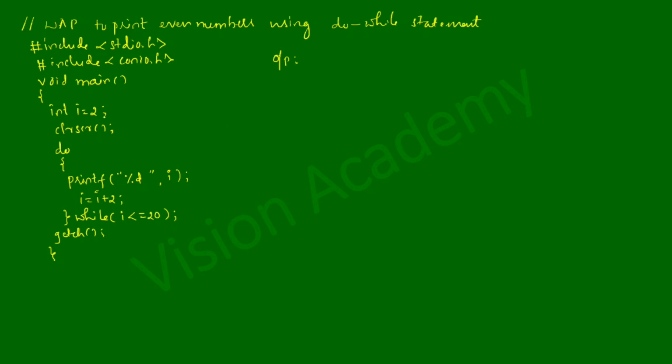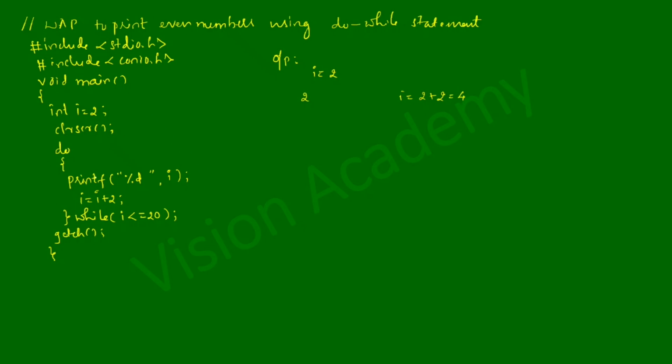Now here i is initialized with the value 2 already. Next do printf %d and i. So here, for the first time, 2 will be printed, and it is going to increment the value of i by 2. So the value of i, earlier it was 2, so here I'll write 2 plus this 2. So it will become 4. Now i is 4, and we are going to check the condition whether 4 is less than or equal to 20. Yes, it is true.